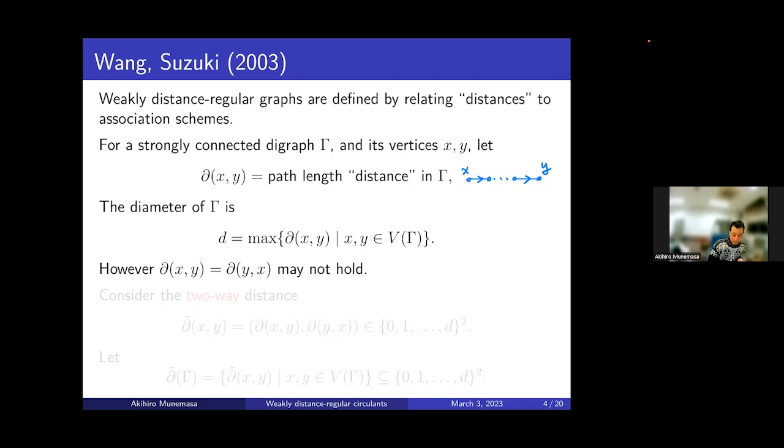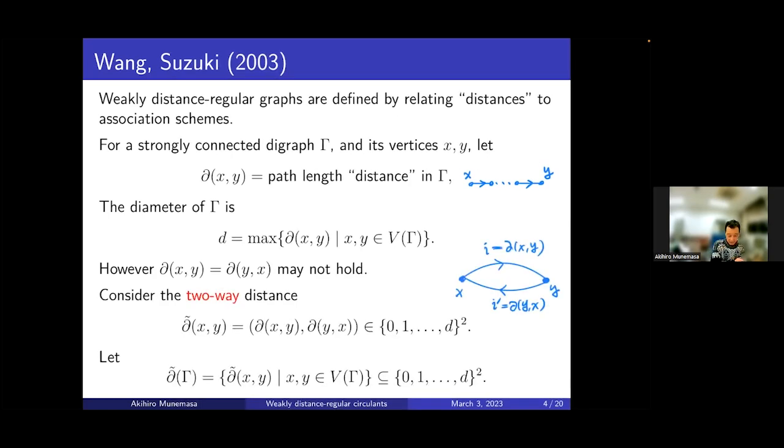Well, if it is not symmetric, then it means that the pair of vertices x, y determines two possibly distinct values that we call two-way distance. So if you take two vertices x and y, the distance, that is the length of the shortest directed path from x to y, which I denote by i, may be different from the distance measured in the other direction, say i prime, that is the length of the shortest directed path from y to x.